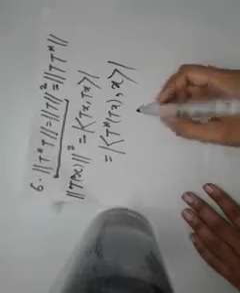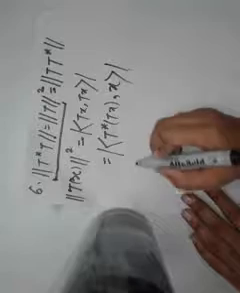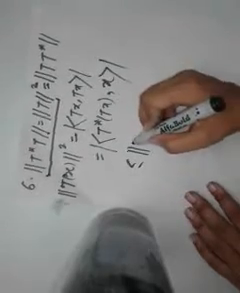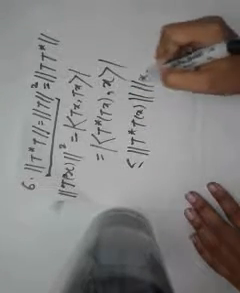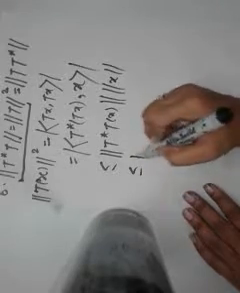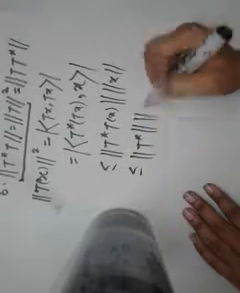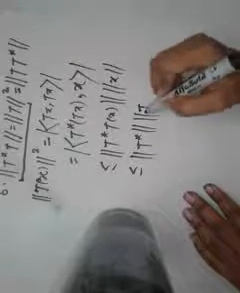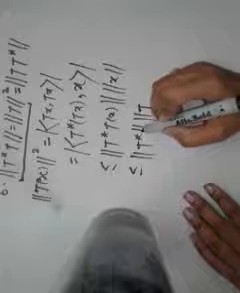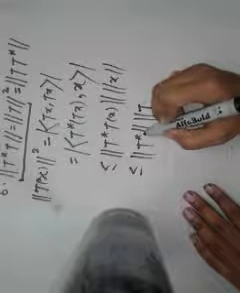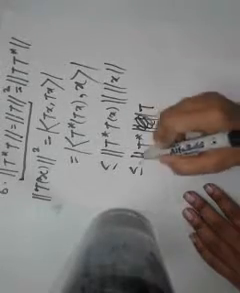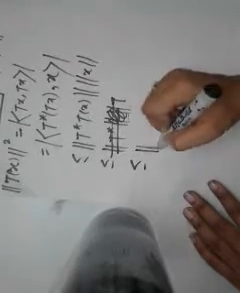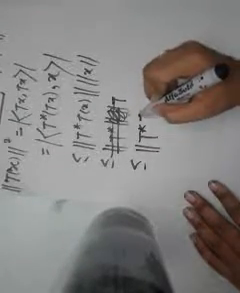And now by applying the Schwarz inequality, we will get norm of T star Tx, norm of x, and again this will be lesser or equal to norm T star T, and we can write like this, this will be equal to norm of T star T into x.